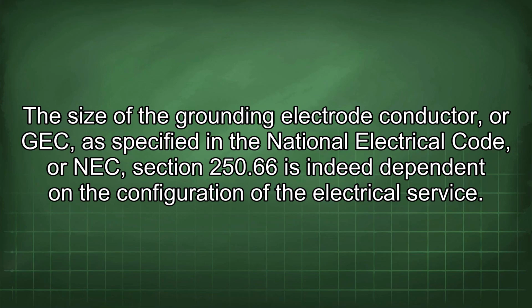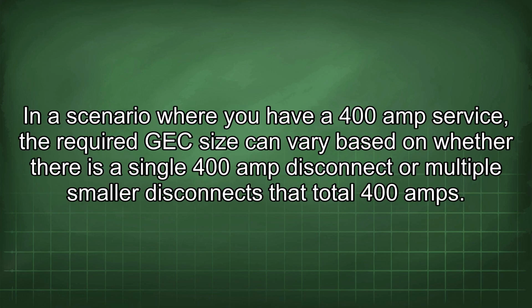The size of the grounding electrode conductor, or GEC, as specified in the National Electrical Code, or NEC, section 250.66 is indeed dependent on the configuration of the electrical service. In a scenario where you have a 400 amp service, the required GEC size can vary based on whether there is a single 400 amp disconnect or multiple smaller disconnects that total 400 amps.